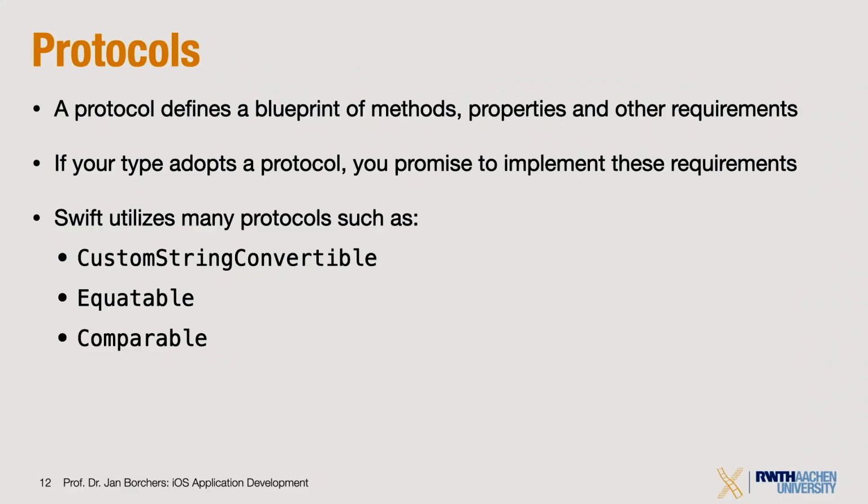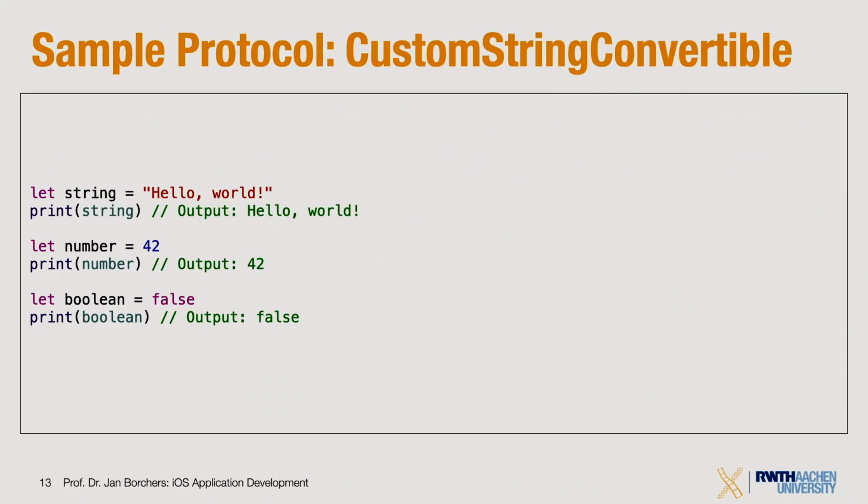The first one, CustomStringConvertible, is a simple protocol that solves a very well-known problem. You probably know this from Java, right? I can print out a string, that's easy. I can print out an integer. I can print out a Boolean, and they all have their sort of screen representation. But what if I define my own custom type? How is that supposed to look on screen, right? If I have my own class or my own struct that I defined, my own type, how is that going to appear on screen?